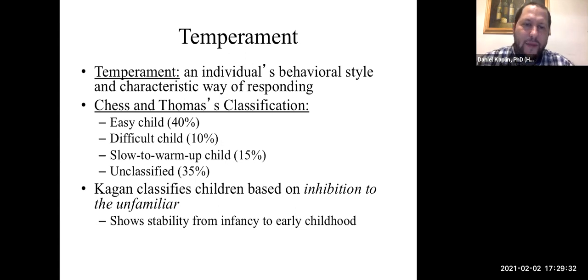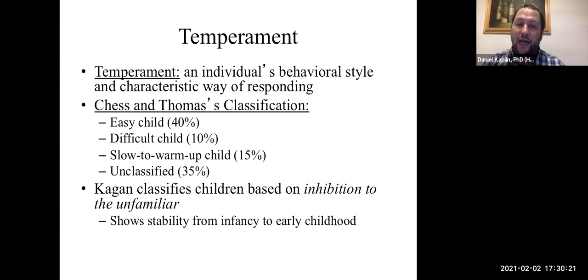And Thomas and Chess talk about various classifications of emotion and temperament. They say that about 40% of children are what's called the easy child. The easy child adjusts to change relatively quickly. They're cooperative. They tend to be positive in general with their emotions, optimistic. That's an easy child. About 10% of children are called the difficult child. That's a child that tends to have a more pessimistic worldview, resists change at all costs, is oppositional, doesn't comply. That is a difficult child.